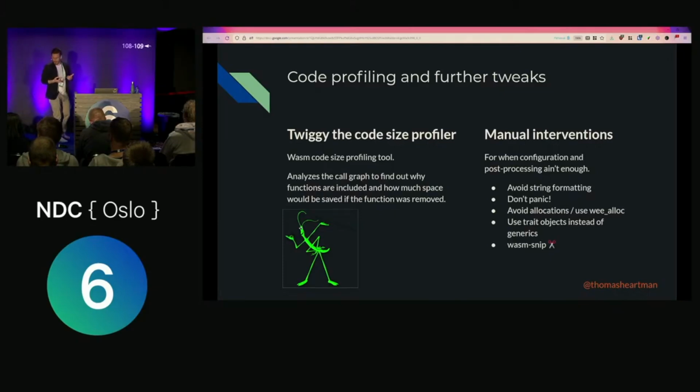Instead, if you use trait objects, you get what's called dynamic dispatch. That means Rust figures out at runtime whether it's this type or that type or that type. It's a bit slower, but you get only the one function, so it takes less space. And that's what we want.